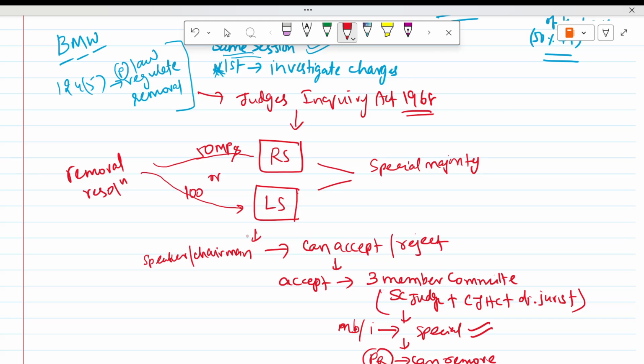After that, the speaker or chairman can accept or reject the removal resolution. If it is accepted, the speaker or chairman should form a 3-member committee. The committee will find whether any proved misbehavior or incapacity exists for that Supreme Court judge. If it finds guilt or misconduct, and the houses pass that resolution with a special majority, then the president can finally remove the Supreme Court judge.